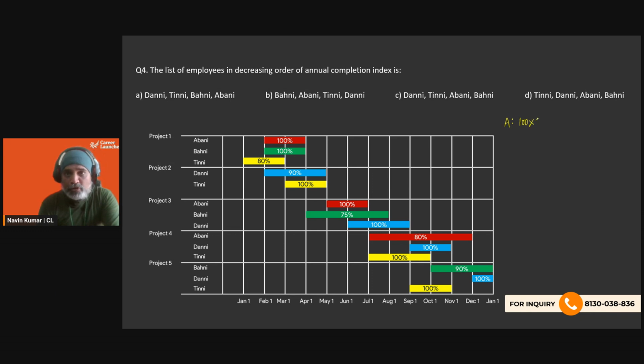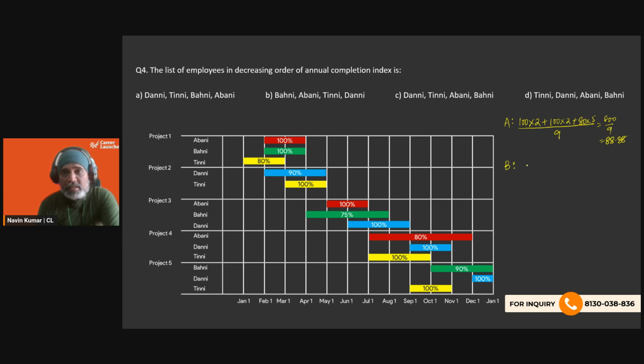So 100 for 2 months, then again 100 for 2 months, and then 80 for 5 months, divided by 9. So this turns out to be 400 plus 400, 800 by 9, which is going to give us 88.88. I'll put the percentage at the end, it won't make any difference.